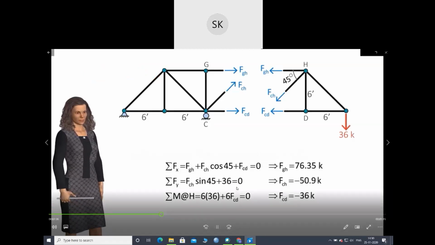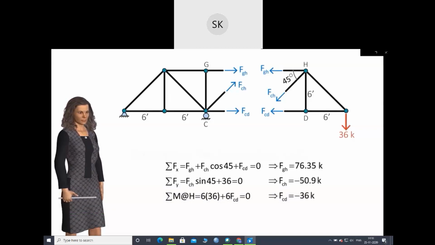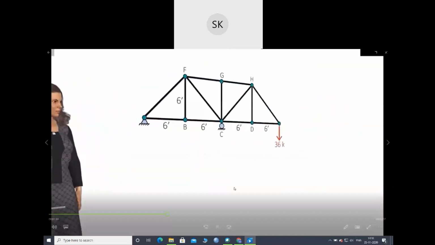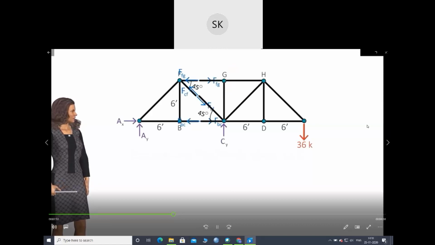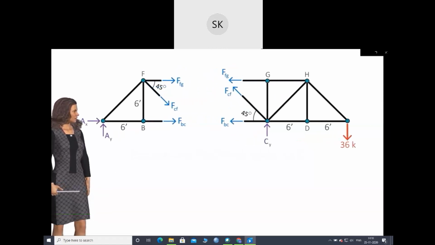But in some other cases, we may have to calculate the support reactions before we could apply the method of sections to solve the problem. For example, suppose we want to calculate the tension force in member BC. We cut through members FG, FC, and BC, dividing the truss into two parts. This leads to a total of 5 unknown forces for the left diagram. There are 3 unknown member forces and 2 unknown support reactions.